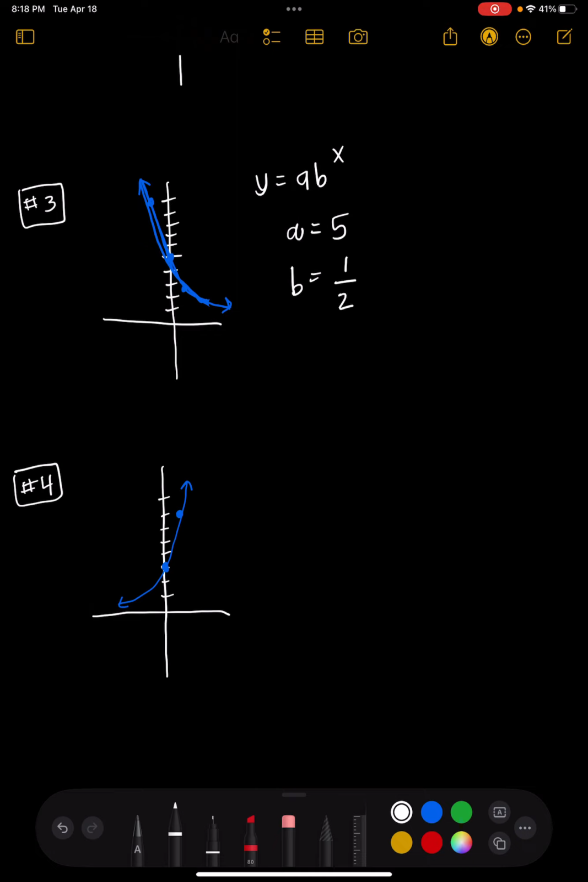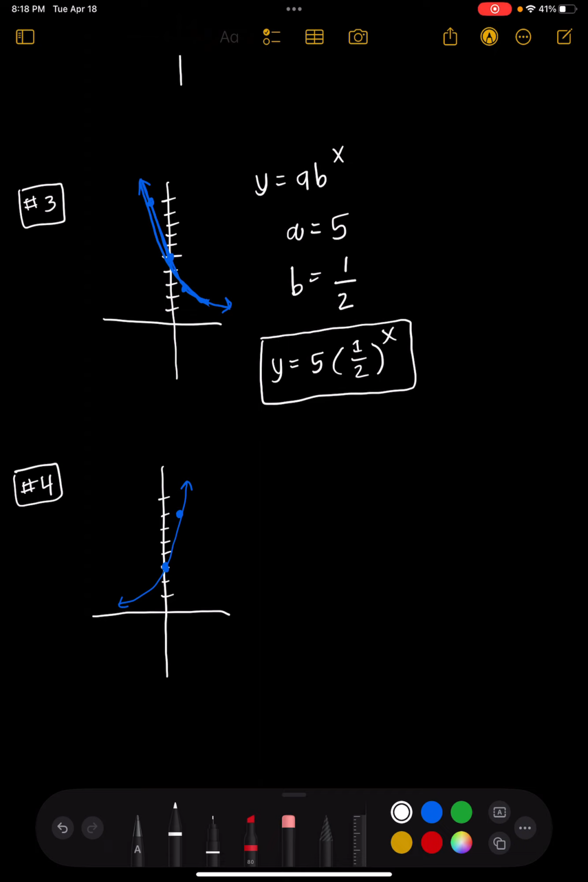Again, I know that that's 1/2, first of all, because it's getting smaller as it goes to the right, and also because I'm going from 10 to 5. Or I started at 5, and if I go backwards, I got to 10. Which means my final overall answer is y is equal to 5 times 1/2 to the power of x. That is my equation.